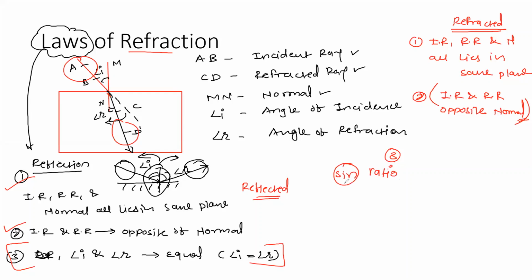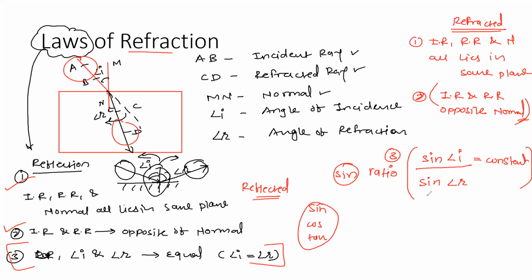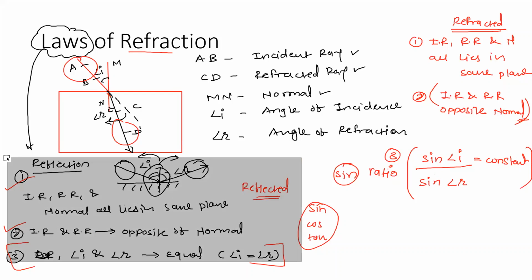साइन क्या होता है? आपने ये ट्रिग्नोमेट्री में पढ़ा होगा, साइन, कॉस, टैन. So it is nothing but the sine of the angle of incidence and the sine of the angle of refraction gives you a constant, and that is your third statement. तो ये इसका मीनिंग थोड़ा समझ लो. It is quite complex to understand because ये इतना इजी नहीं है जितना रिफ्लेक्शन में था.